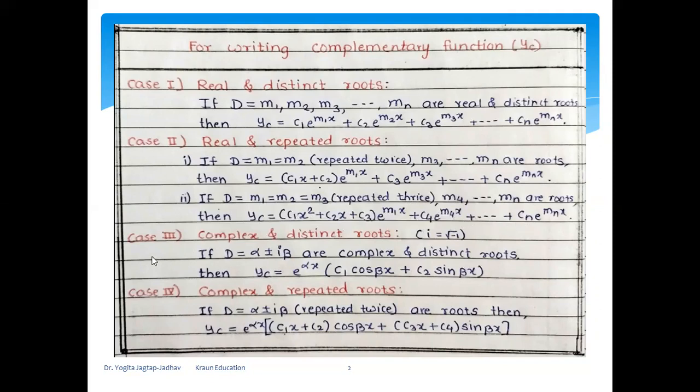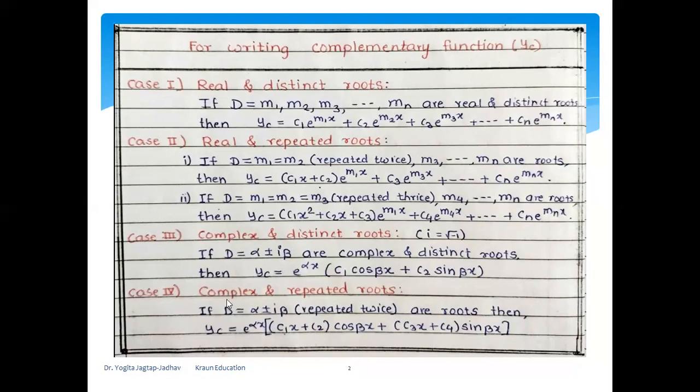Now in case number 3, we have complex and distinct roots. Suppose we have roots alpha ± i beta. These are 2 in number, therefore there are 2 constants in the complementary function, and your complementary function is yc = e^(alpha x) (c1 cos beta x + c2 sin beta x), where alpha is the real part and beta is the imaginary part of the complex number. Once you substitute the values of alpha and beta in this formula, you can find the complementary function.